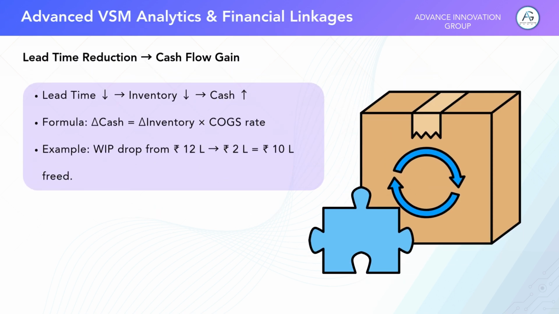Reducing lead time directly improves cash flow because shorter lead times mean lower inventory and faster cash cycles. The relationship is simple. When lead time decreases, inventory drops, freeing up cash. The formula is delta cash equals delta inventory times COGS rate. For example, if WIP inventory reduces from 12 lakh to 2 lakh, we free up 10 lakh in working capital. This shows how lean improvements translate directly into financial gains.